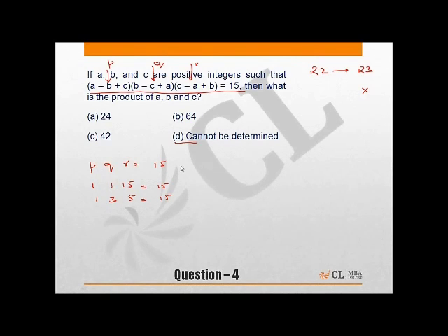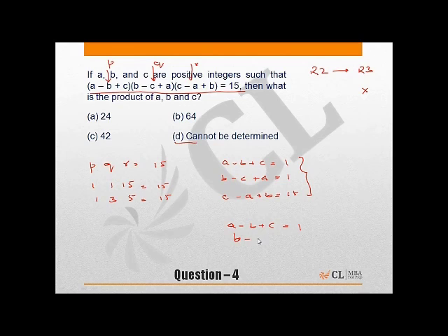Let's look at the first case. In the first case, I will say P is 1, which means A minus B plus C is equal to 1. Q is again 1, so B minus C plus A equal to 1. And the third is C minus A plus B equal to 15. You have to solve these equations. The second case would be A minus B plus C equal to 1.